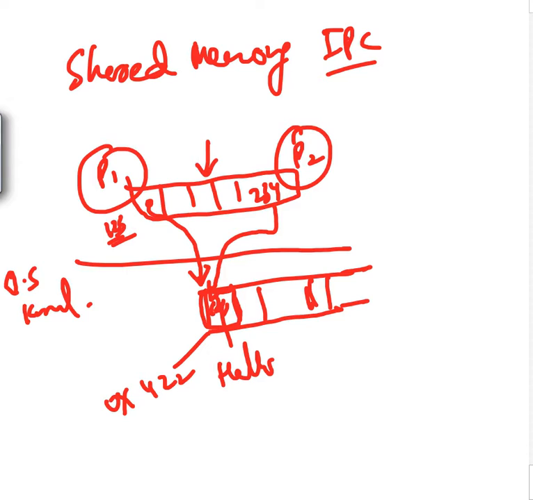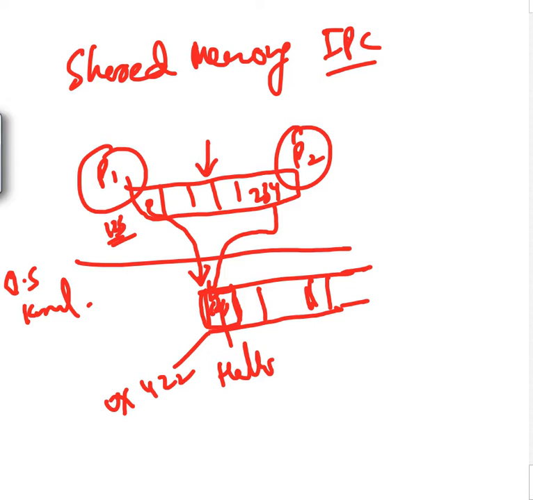Now what will the operating system do? When P1 is writing something and wants to send it to P2, the OS actually does that, but the copying mechanism is reduced. If you see message passing, you have to copy whatever you want to send to the channel, then it will be copied back to P2. Here the copy mechanism is reduced. System calls are there, but that copy mechanism is reduced, right?